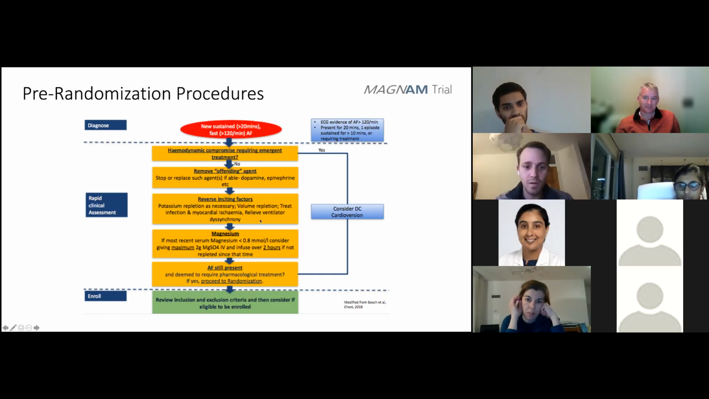If their electrolytes are way out of whack, if there's a big pneumonia that obviously hasn't been treated, or the patient is in obvious ventilator dyssynchrony, things that you can do relatively routinely and quickly, you would do all of those things. Usually if the magnesium level is less than 8, as per most of our ICU standard routine magnesium replacements, that would be replaced. And if AFib is still present after all of our usual care, then we would move on to the randomization and the review of the inclusion and exclusion criteria.